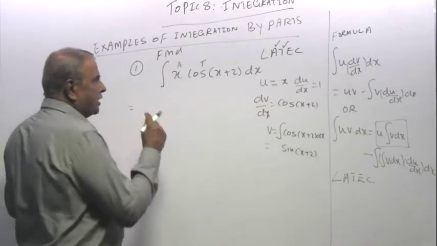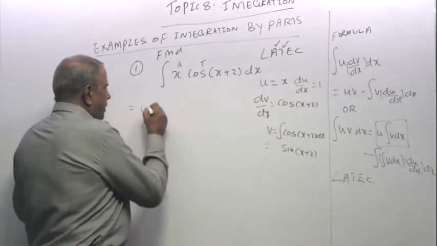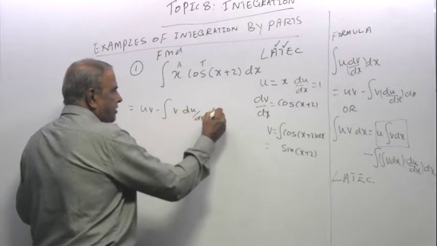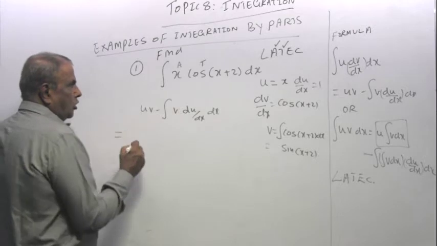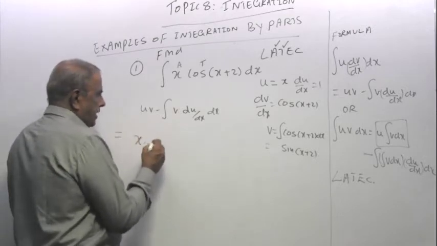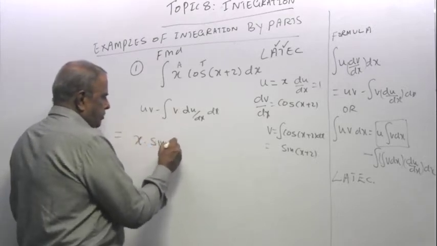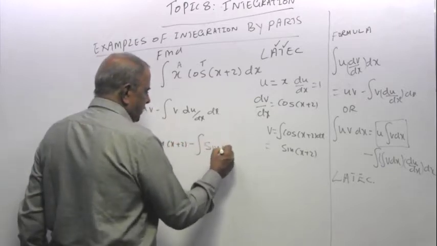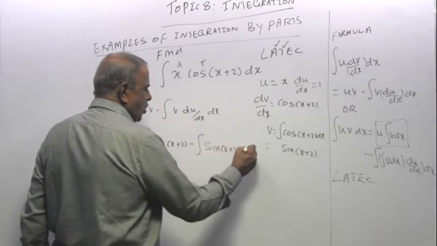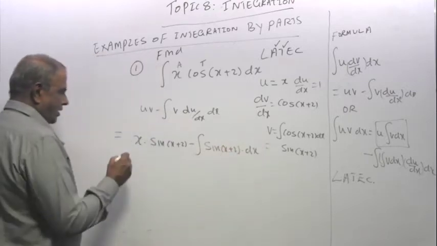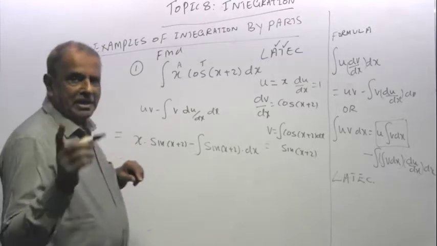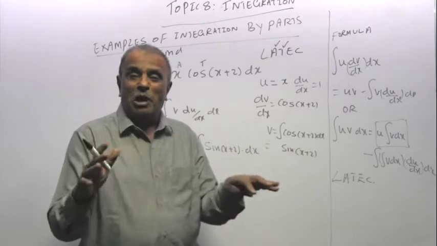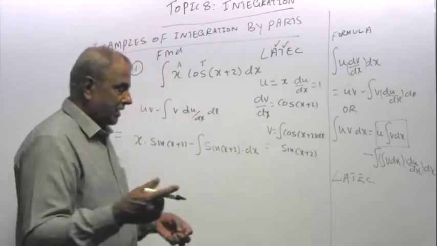And for the first few questions, I'll write the formula. It's uv minus the integral of v du by dx. So u is x, v is sine of x plus 2, minus the integral of v, which is sine of x plus 2, du by dx is 1, I don't have to write it. Remember, repeat the mixture till the patient dies. That means you keep on working till somehow your integral sign disappears.